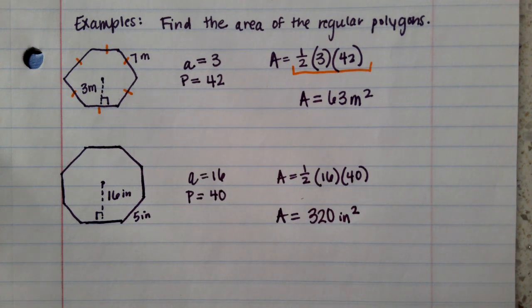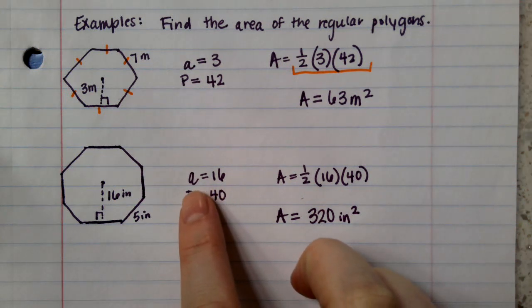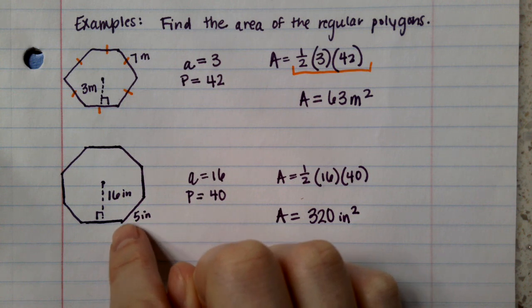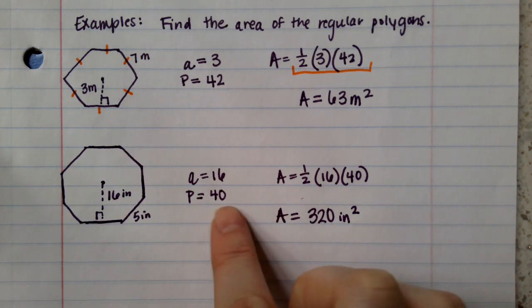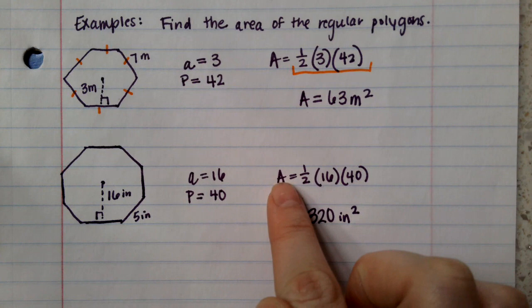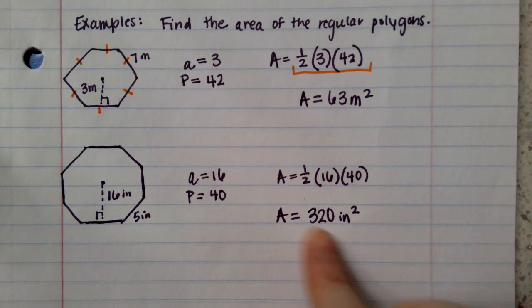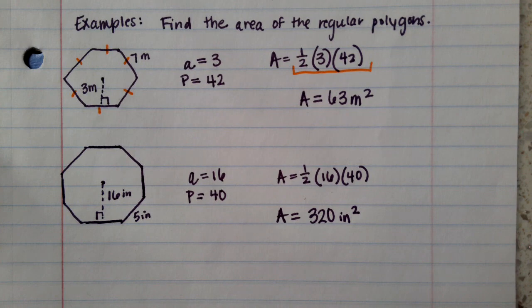All right, so I'm just going to walk through my answers. So my apothem, my little a, is 16. My perimeter is 40, so I did 5 times the 8 sides that I have to get 40. And then I plug them into my formula. So 1/2 a times p ends up getting me 320 inches squared for my answer. And that is the formula for area of regular polygons. Just be sure that it says regular or tells you that you have equal sides to be able to use this formula.